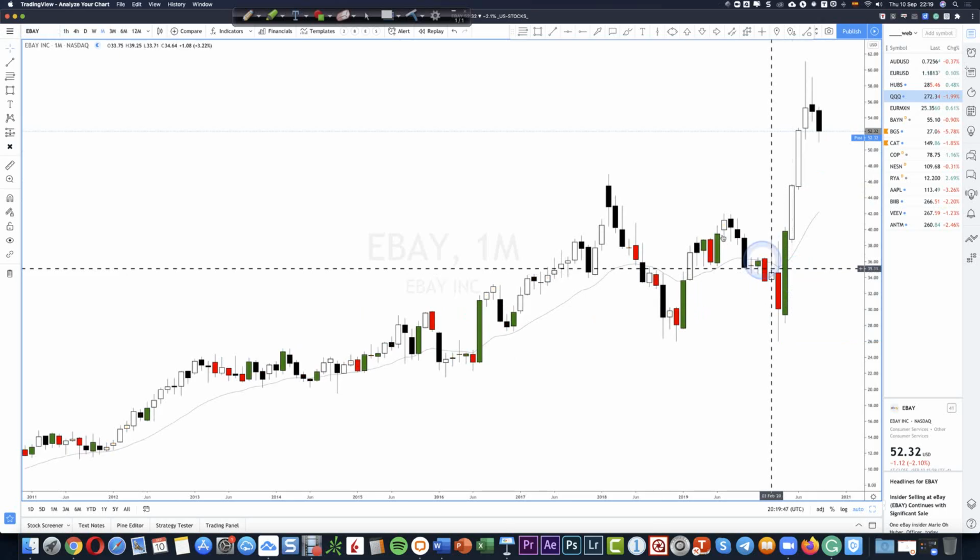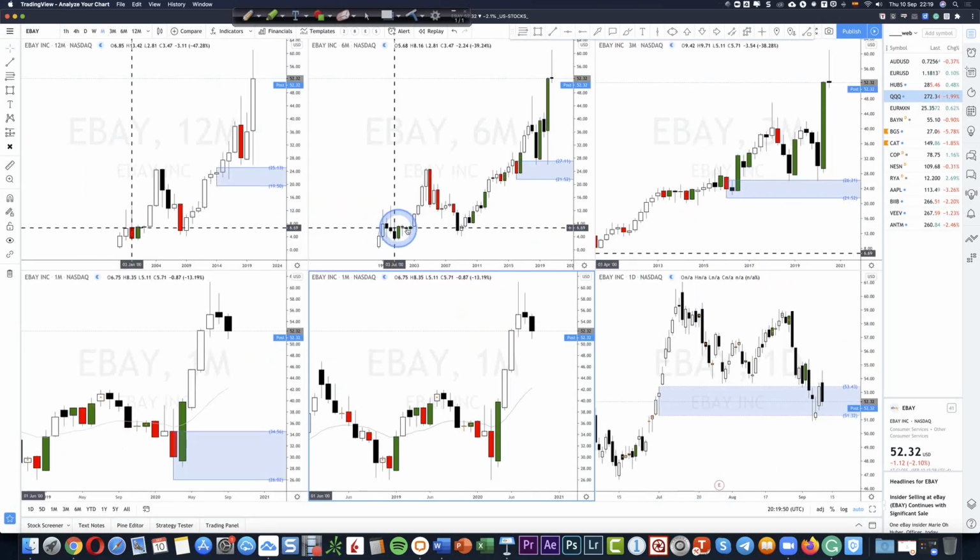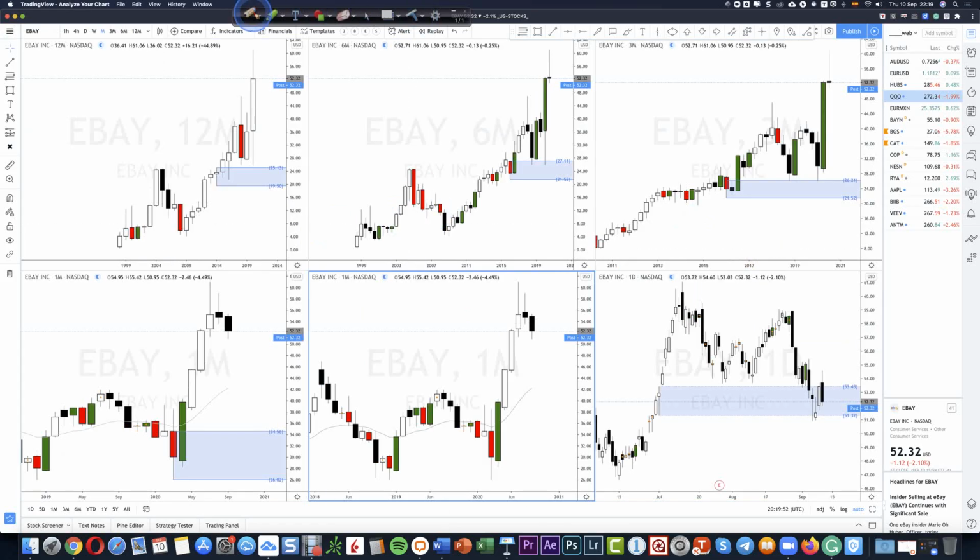So if we take a look here at eBay, look at the fractality of price. Super strong area of demand on the 6 months. So we have 1, 2, 3 candles. 3 candles on the 6 months means 18 months, 1 year and a half. But look at what happened, my friends. Here it won't be 18 months, hopefully, maybe 4 or 5 months, maybe at the beginning of next year, 2021, we're going to have a retracement down there.